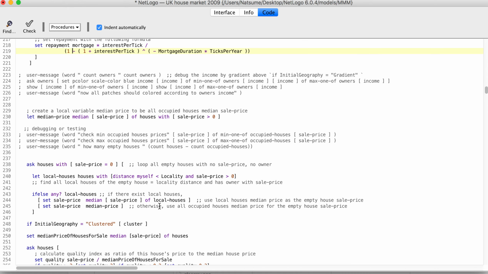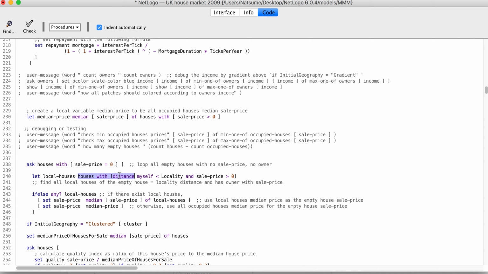But if there are local houses to that empty house, then that's a different story. So first of all, let's just examine every single empty house. Ask houses with sale price equal to 0. This refers to the empty houses. So we look at every empty house one at a time. So first, we take one empty house, and we will see the empty house and then see the other houses.